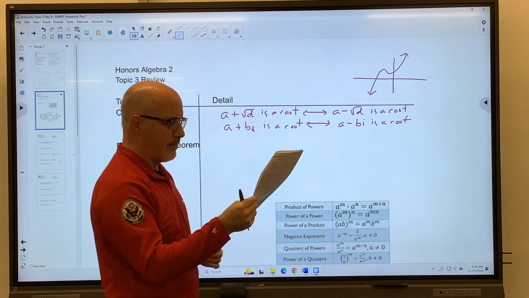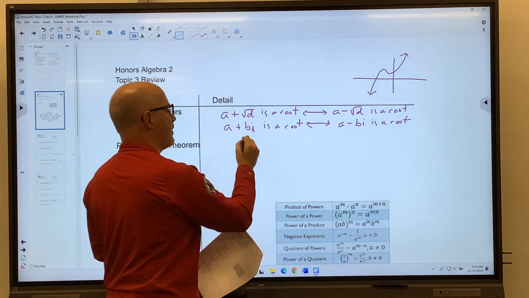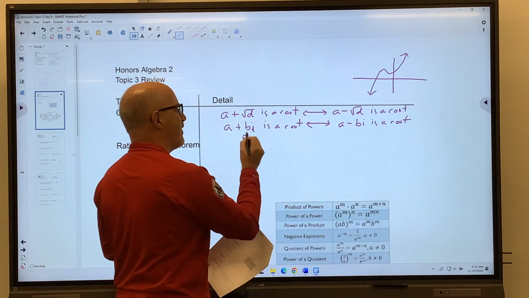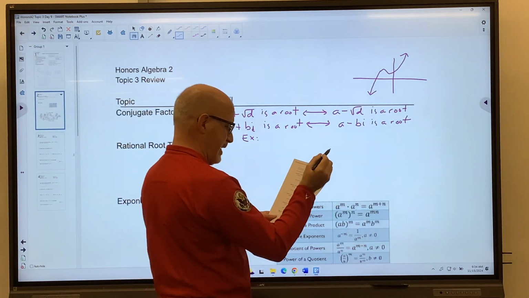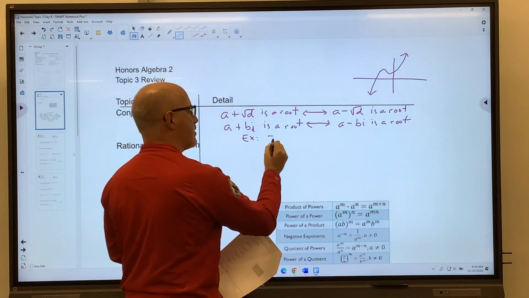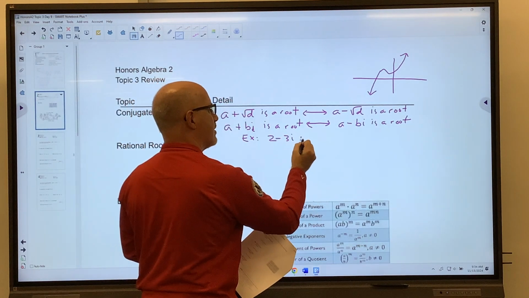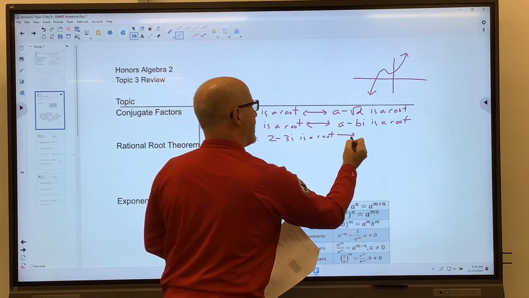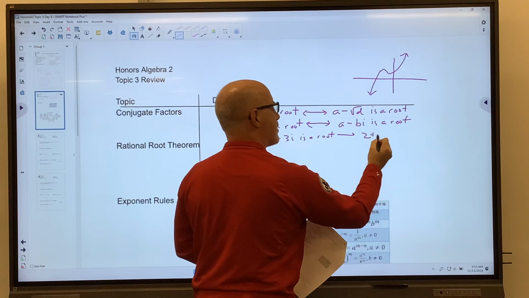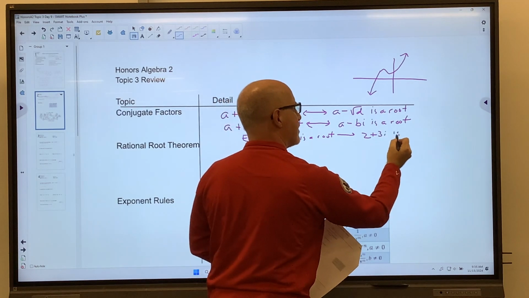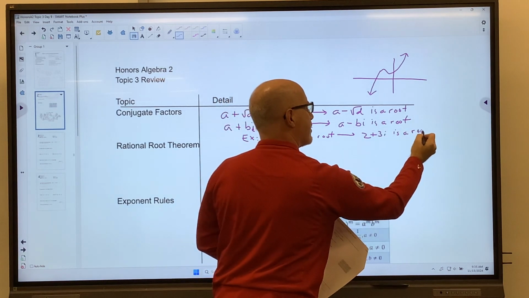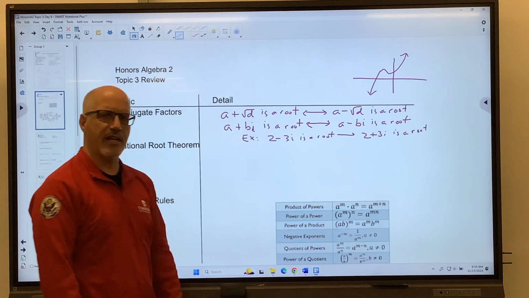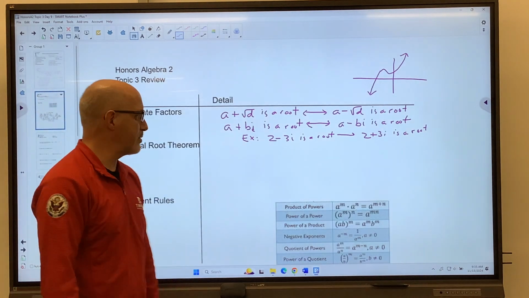All right, so as an example, if I give to you that 2 minus 3i is a root, you immediately can conclude that 2 plus 3i is a root. Okay, they have to come in pairs of complex numbers.